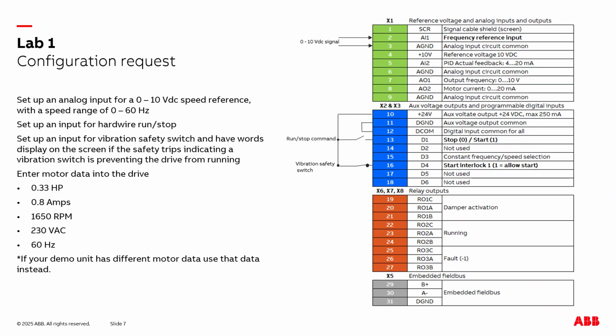And the last item is the vibration safety switch. Again, digital input 4 is set up as a safety input, normally closed. Now, the function name of it is called start interlock. So we will have to make some programming adjustments for it to indicate specific language such as a vibration safety switch. But the function of digital input 4 is normally closed safety.